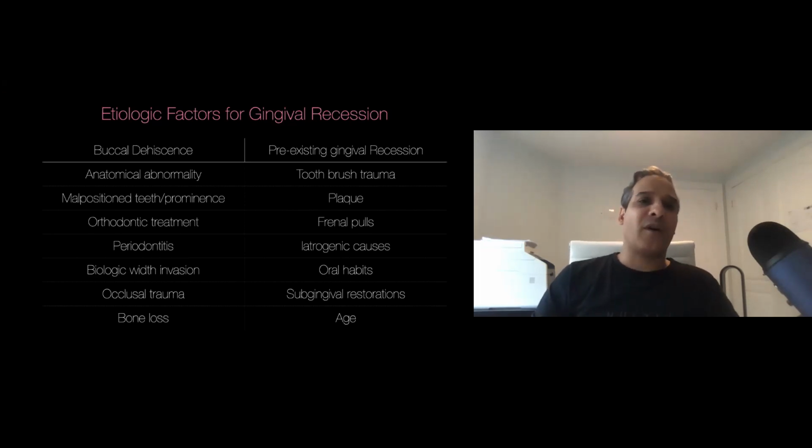So what causes recession? Back in the day, most people would think, oh, it's just aggressive toothbrushing. Now we know that it's a whole bunch of factors, and they all sort of come into play. They all have their part. Number one is buccal bony dehiscence, an anatomical abnormality, if there's malpositioning of the teeth, or if there's a root prominence. Orthodontic treatment that pushes a tooth outside the alveolar envelope. Periodontal disease, which causes inflammation.